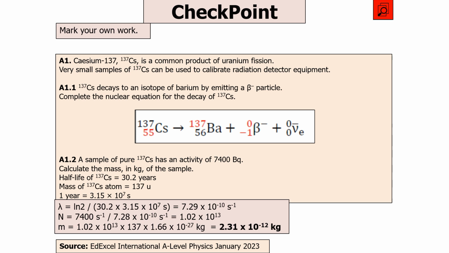We know that N is going to be equal to the activity over the decay constant, so it's going to be 7,400 over the decay constant, which is 1.02 times 10 to the 13. Then we can work out what the mass is, because the mass is going to be the number of particles times the number of nucleons that we have, multiplied by 1.661 times 10 to the minus 27 kilograms, so it's 2.31 times 10 to the minus 12 kilograms.